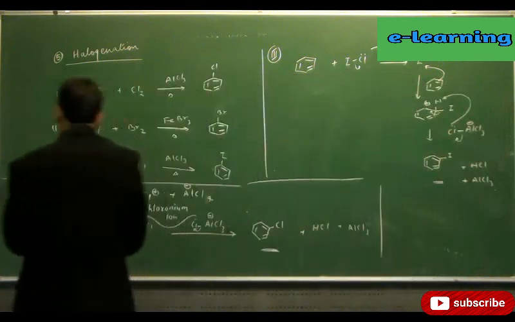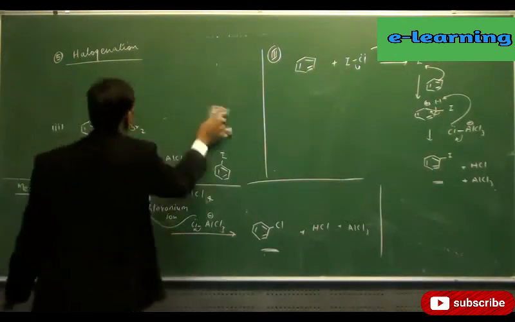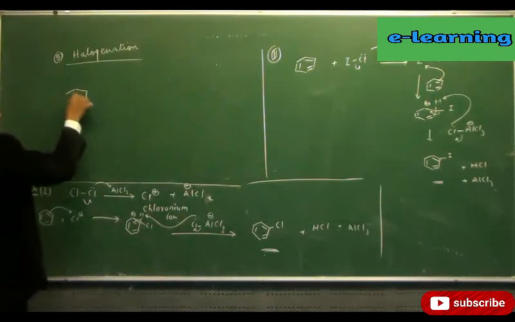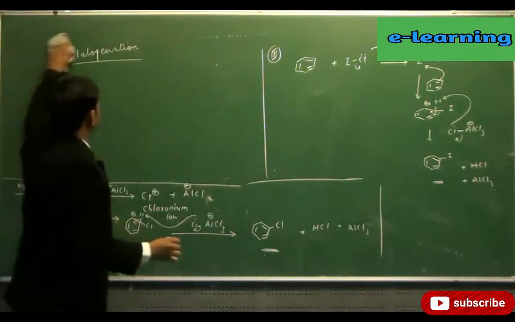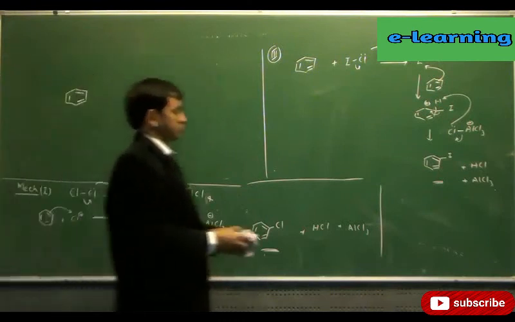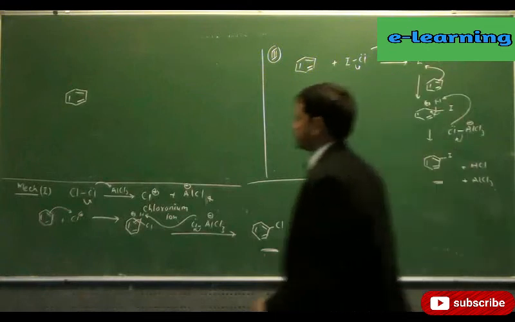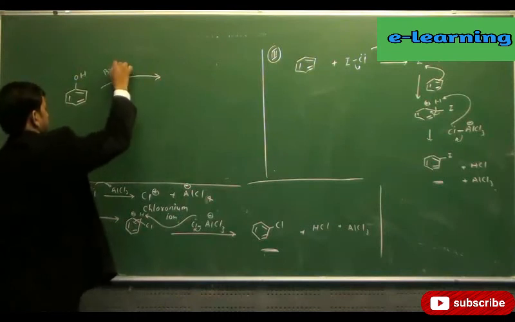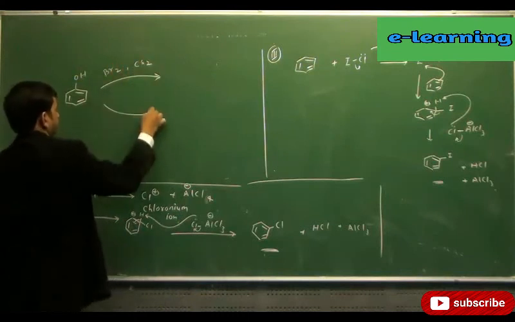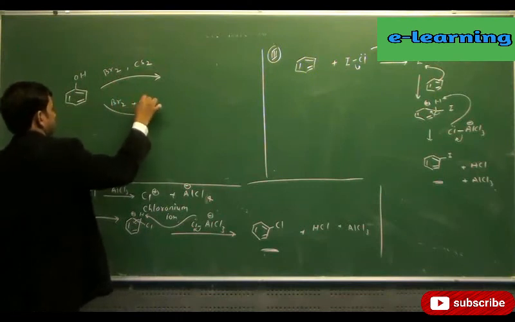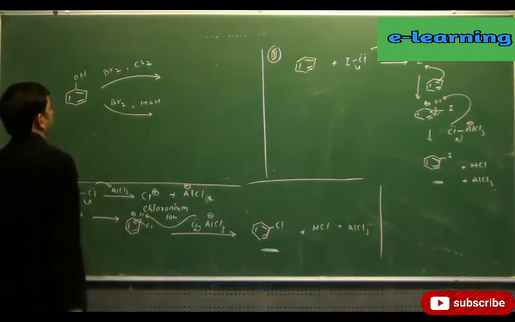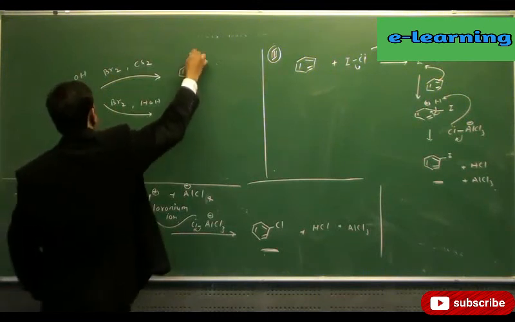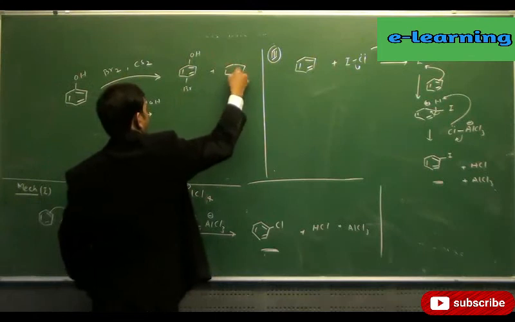If the halogenation is done with phenol, it gives monobromo product, that is ortho and para product.